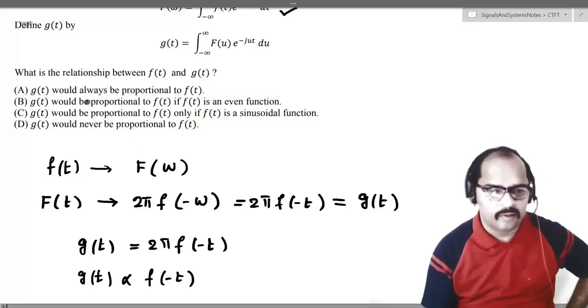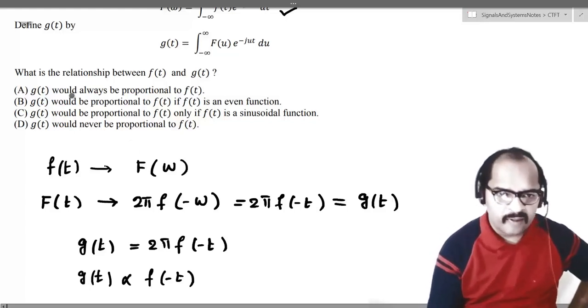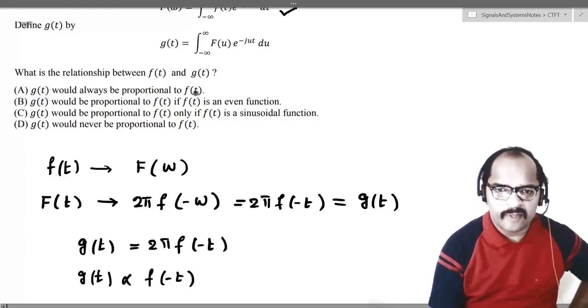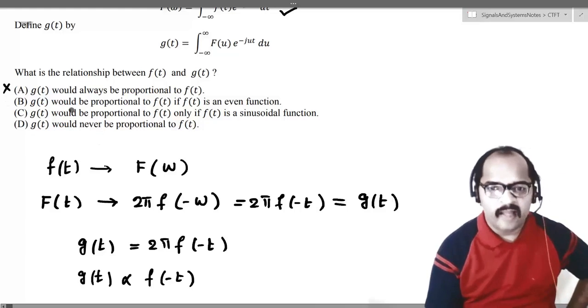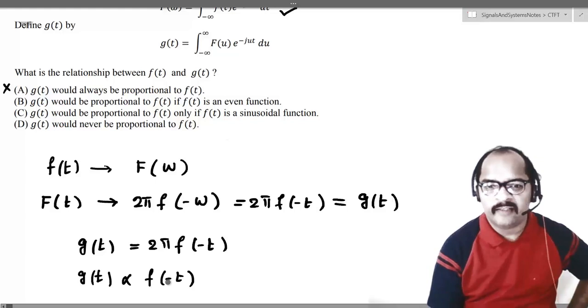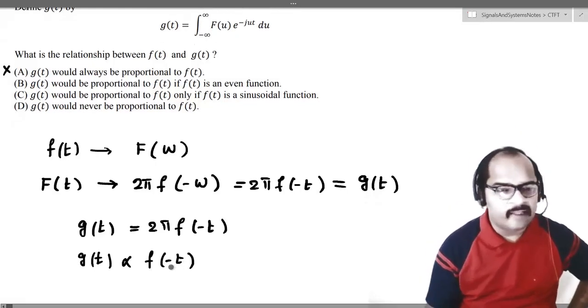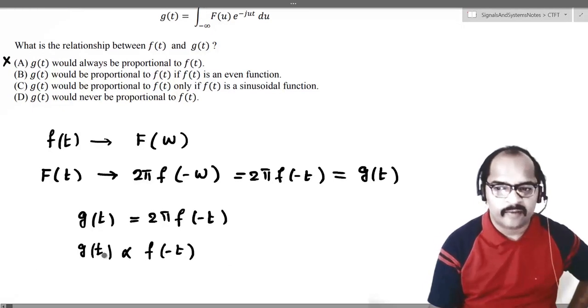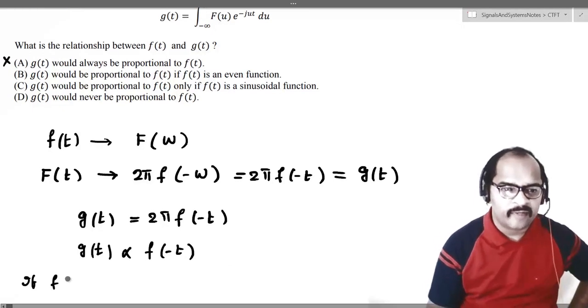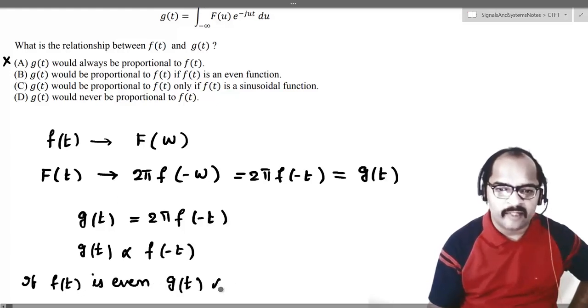Now let us look at the choices. g of t would always be proportional to f of t. So definitely this is not correct. Okay. So g of t would be proportional to f of t if f of t is even. If f of t is even, what will happen here? f of minus t can be replaced with f of t. We'll write down that if f of t is even, we get g of t proportional to f of t.